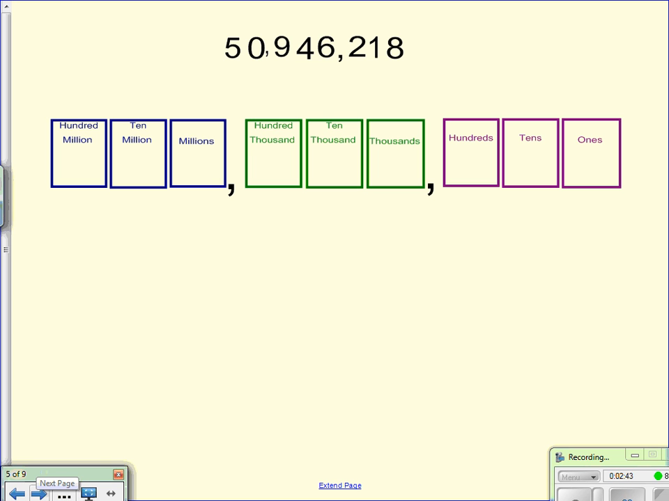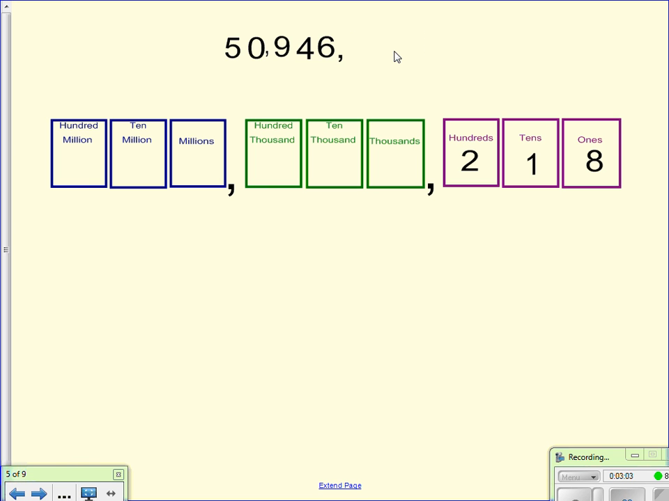So let's take a look at a number. We have this large number here. If I want to look at the different values of it, I would take these individual numbers and move them into their place value column. I would take my 8 here. There's a 1. That 1 is in the tens. That means I have 1 ten. I have 8 ones. I have 1 ten.